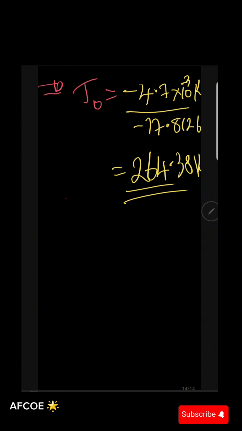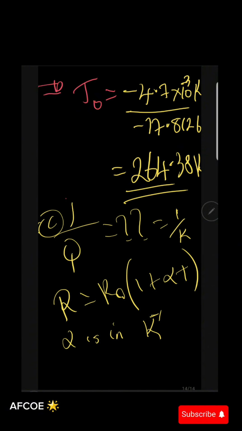Now the question is asking us to calculate the significance of 1 over Q. You know that 1 over Q has unit 1 on Kelvin, and from R equals R naught into 1 plus this, this is added to 1, so it has to be dimensionless. T is already in Kelvin, so alpha has to be in 1 per Kelvin. So this 1 over Q is just like alpha, and alpha here is the thermal coefficient of resistance. So 1 over Q will just be the thermal coefficient of our thermistor. That is how you can know the significance by the units.